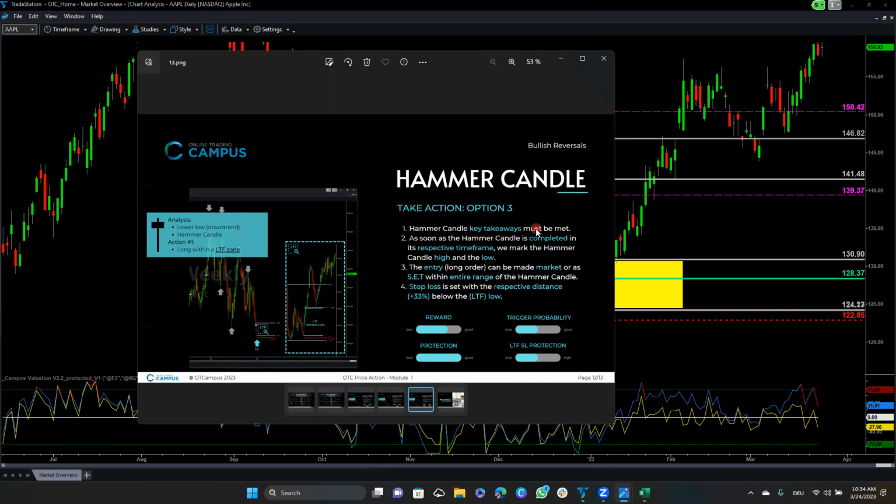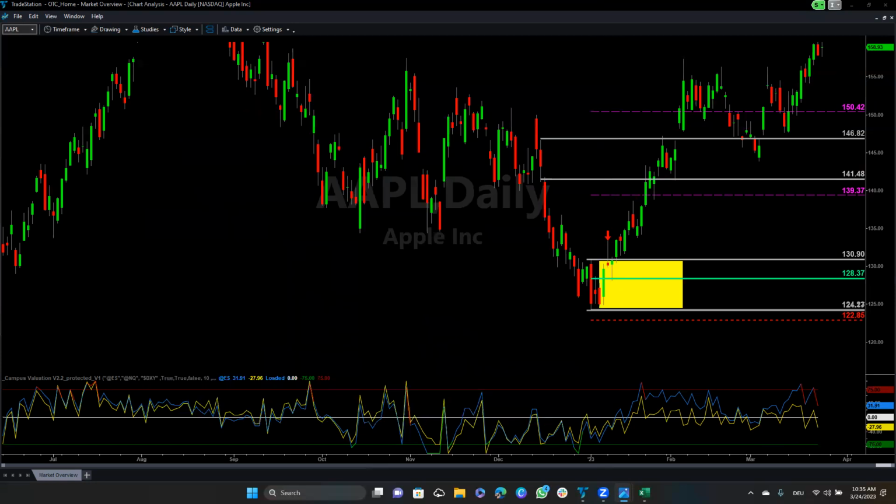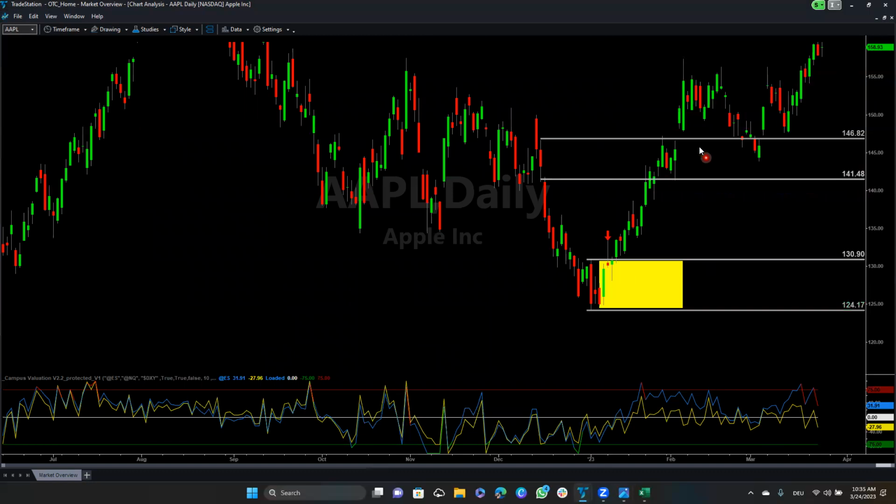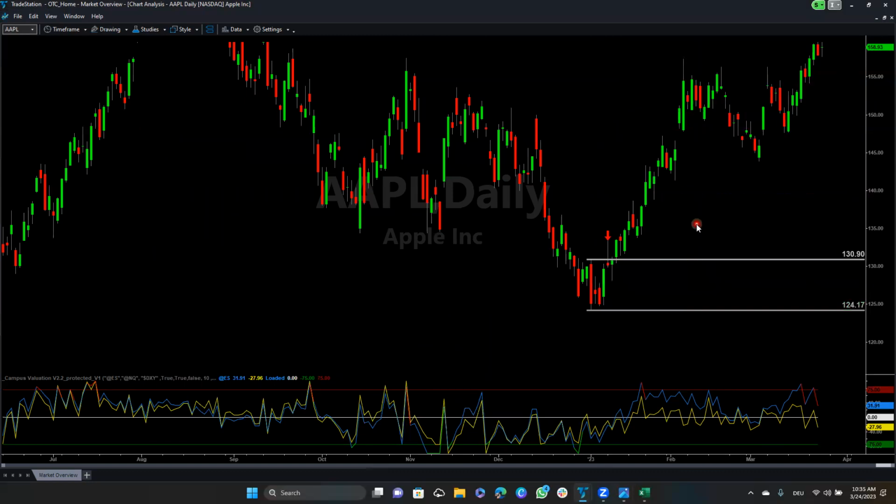And now option number 3. And what is option number 3? It is the entry. That's important here. The order can be made market or as I said within entire range of the hammer candle, but here on the lower time frame, right? This is the part we want to talk about, the lower time frame. And here, let's go. That will be nice. Let me remove this one and this one. This one, it's our range here.